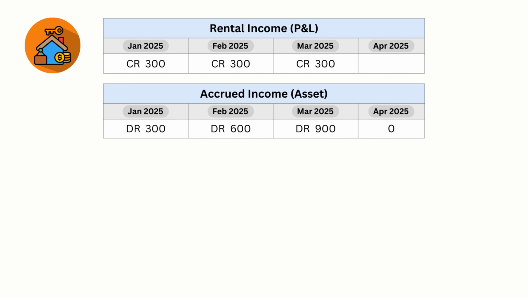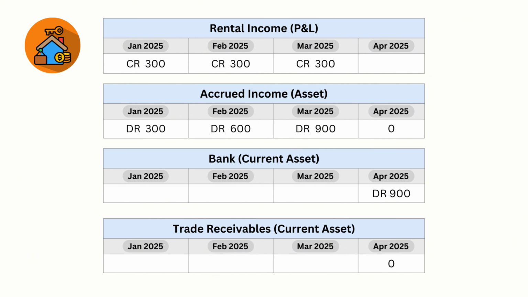You can see how accrued income builds up over time. £300 in January, £600 in February and £900 in March. This shows that the business was earning income each month but had not yet been paid. By April, accrued income is zero because it has now been settled.